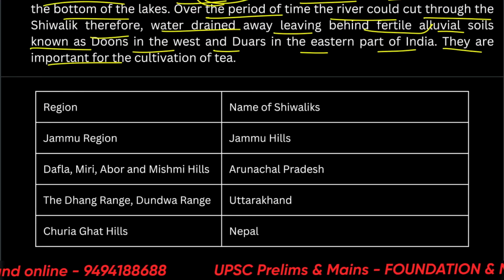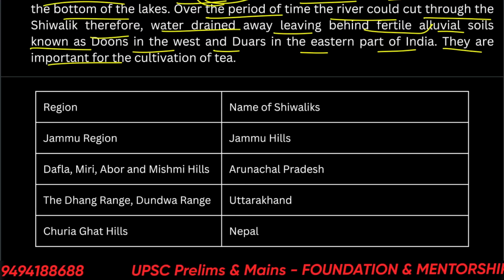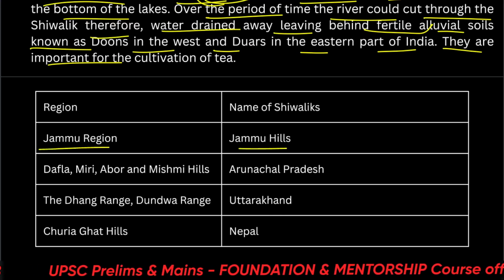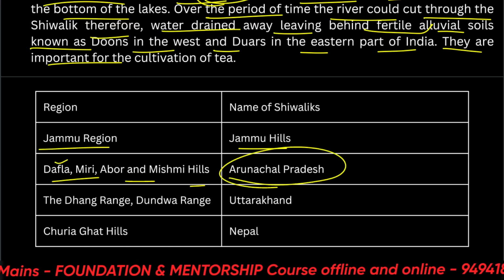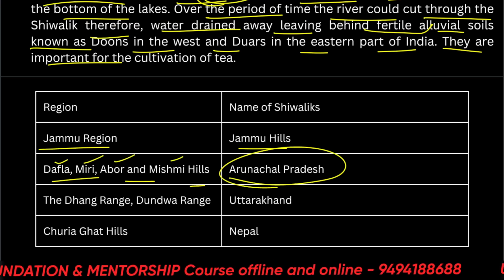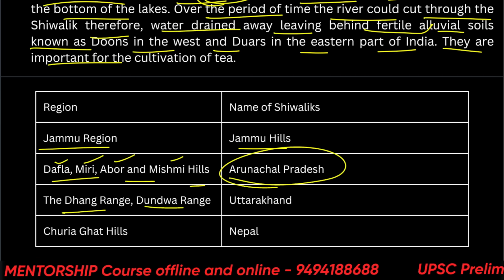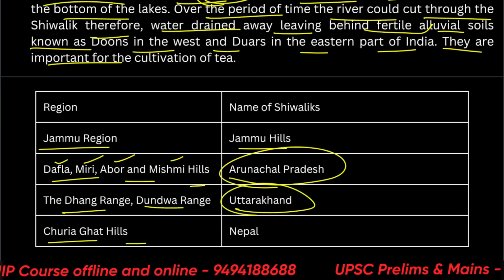Okay, so what we see here is various dunes. So Jammu and Kashmir, you see Jammu Hills. Dafla, Miri, Abor and Mishmi Hills, they are in Arunachal Pradesh. These are also the names of the respective tribes which are found in these regions. The Dahang Range and Dudhwa Range in Uttarakhand. The Churiya Ghat Range in Nepal.